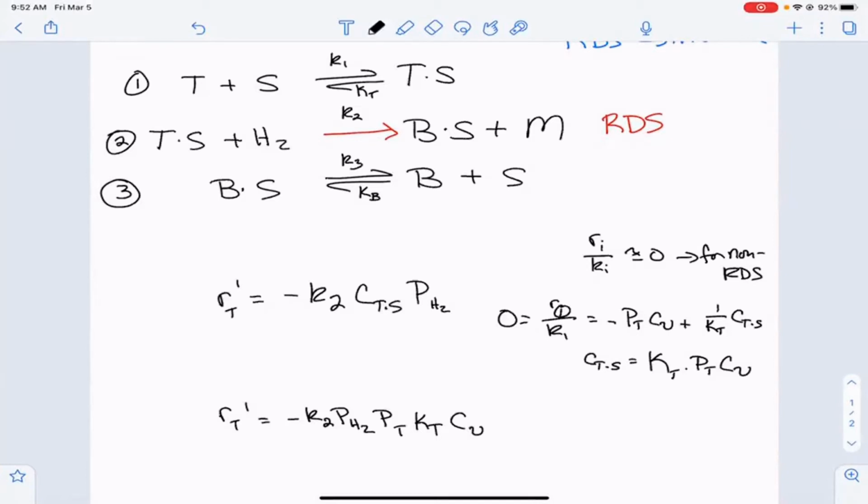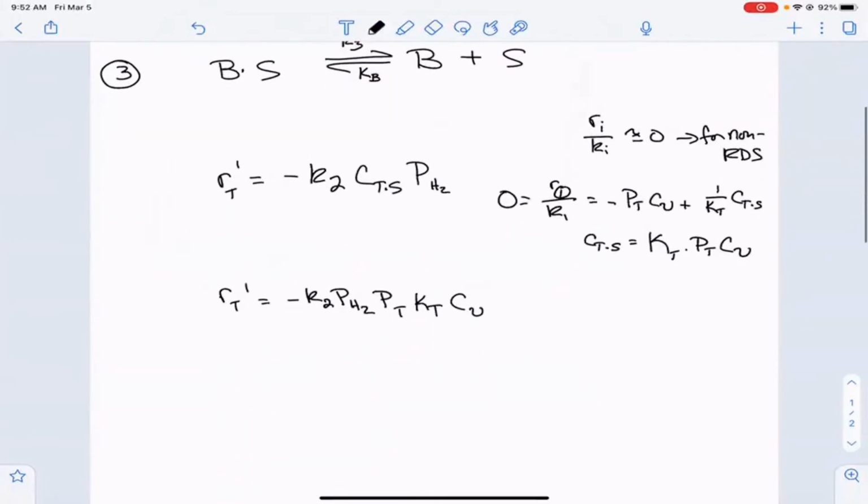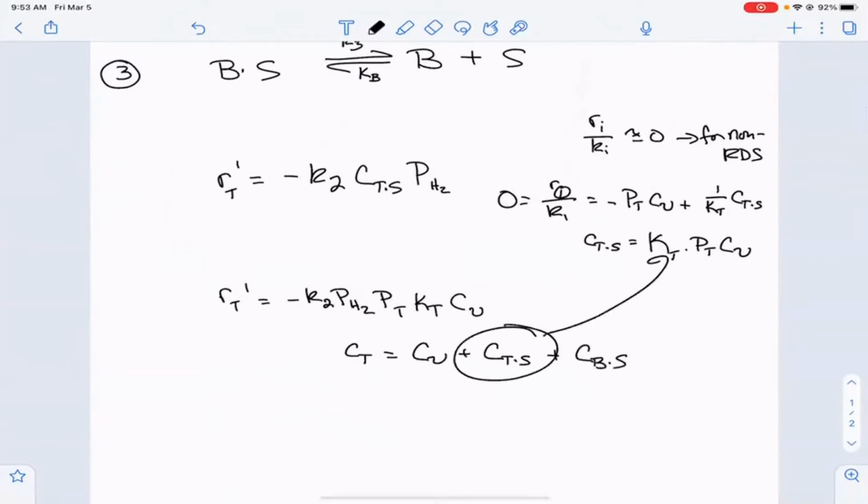So now what we need to find in our mechanism, just like we did in lecture 18, is CV, and we do that through our site balance. We know that the total number of sites equals the number of vacant sites plus the number of sites that are occupied by the adsorbed species. And here that's toluene and benzene. And we already have an expression for this. So now we need to develop an expression for that. And to do it, we're going to use the other reaction, right?